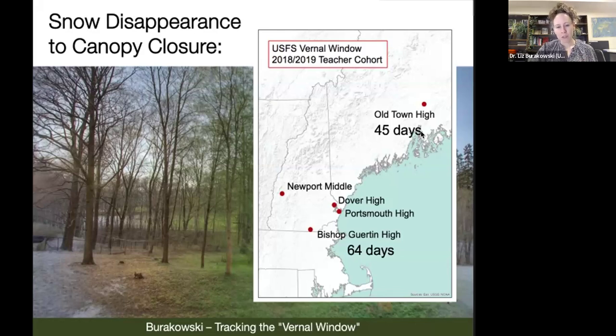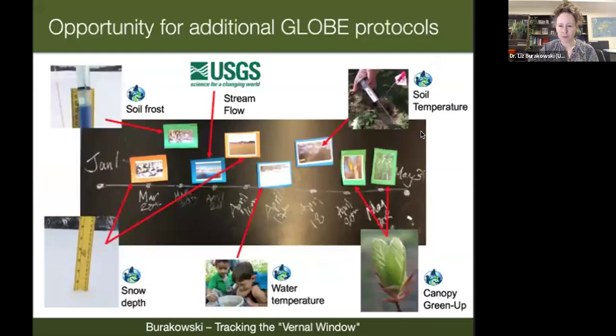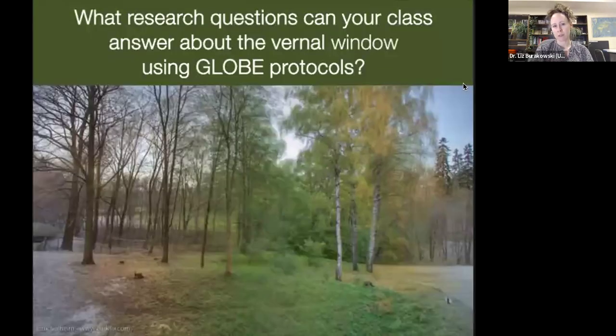And with that, I will conclude and just say that there are tons of opportunities for GLOBE protocols. I've just listed a couple here, but there's also the water temperature protocol, so if you have a body of water near you, you could do that one. Soil temperature is another great one for tracking soil thaw. And then you can also think about what type of research questions your class might answer about the vernal window and that seasonal transition. Maybe it's something they track over time, or maybe it's something of community relevance, such as power to the hydro dam or something that is in their community.